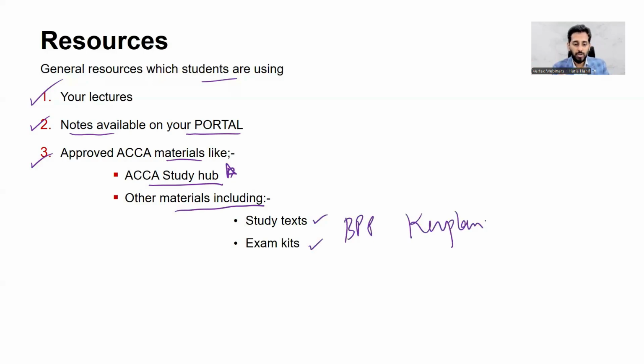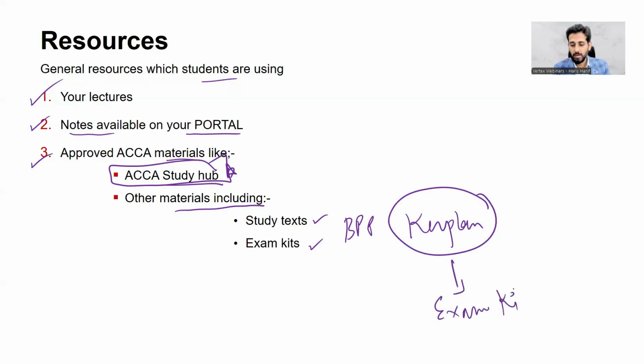Now, I must say that you need to use the ACCA Study Hub plus the Kaplan exam kit. Now, why am I preferring the Kaplan exam kit? Basically, whatever exam kit you are using, like BPP or Kaplan, there are actually past papers. But in the Kaplan exam kit, they have selected the good questions, and the answer included in the Kaplan exam kit is actually the answer of the examiner, not of the BPP writers or the Kaplan writers, right? So this is a very simple point.